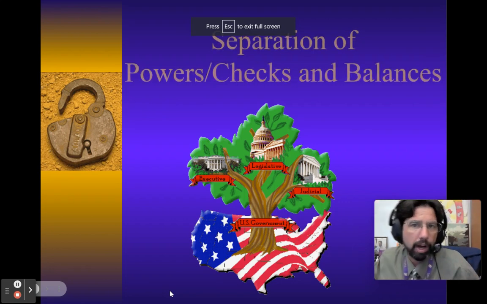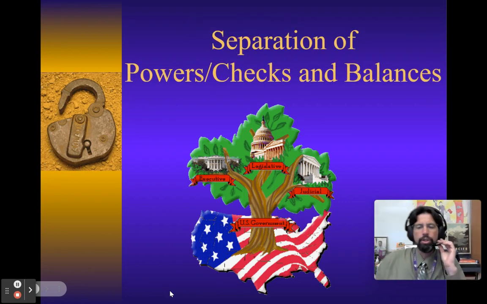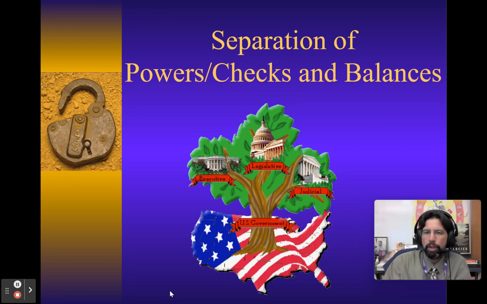Okay, ladies and gentlemen, let's talk about the constitutional separation of powers and checks and balances. This is basically going to go through the standard stuff that the Constitution says the different branches of government can do and what their primary purpose is.